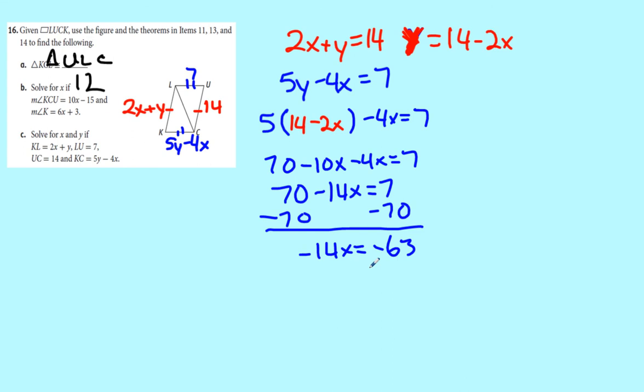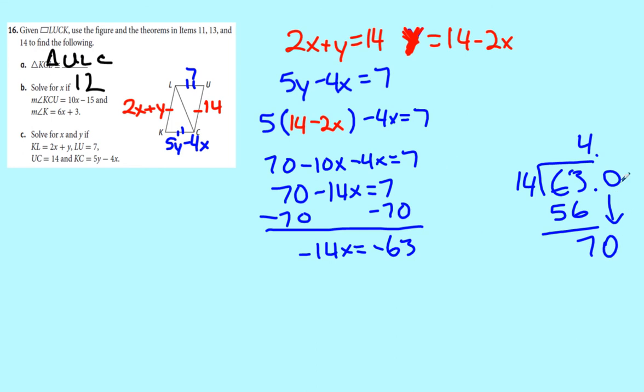So I still don't know what this is. So 63 divided by 14. Oh my goodness, what's wrong with me? 4 times 14 is 56. This is 7. Alright, this works out the way I want it to. And then 14 goes into 70 5 times. This is x equals 4.5.